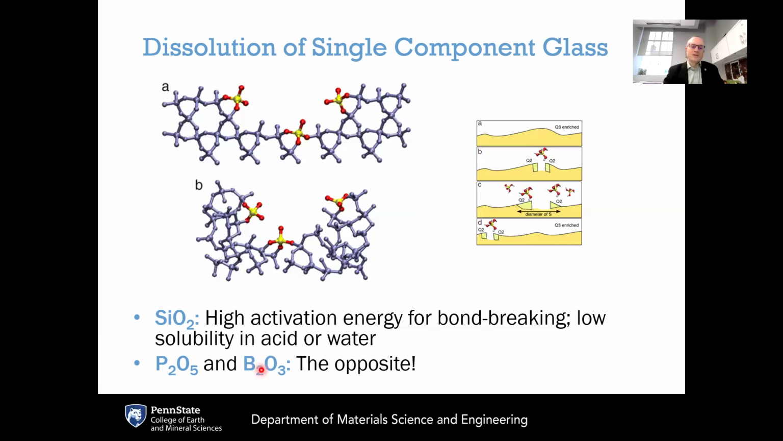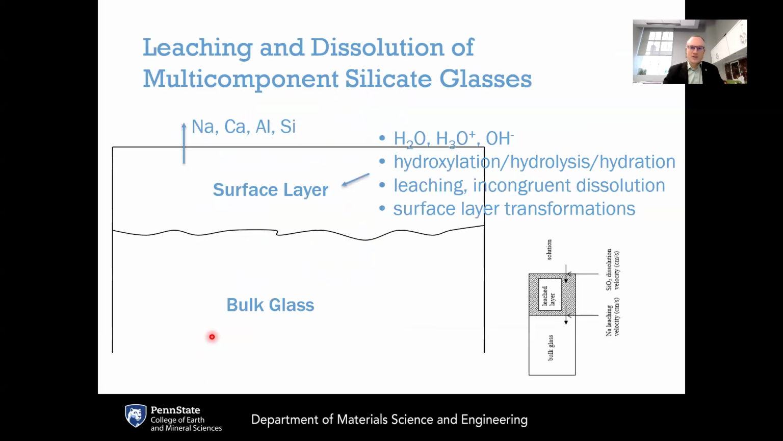This is one of the reasons why common everyday glass products like glass windows, beverage containers, and so on are primarily silicate glasses instead of phosphate or borate glasses, because silicate glasses, due to their much stronger bonding and resistance to attack by water, have much higher corrosion resistance.